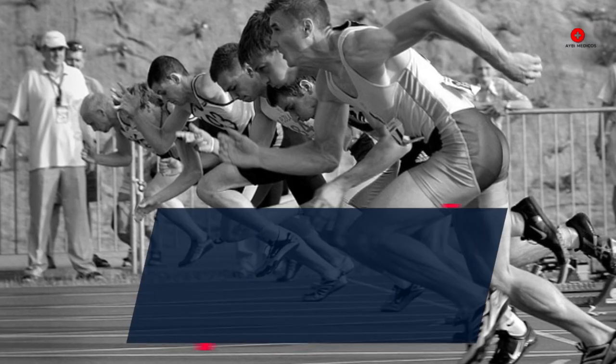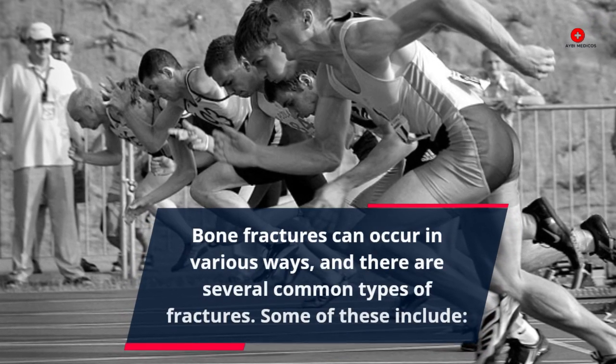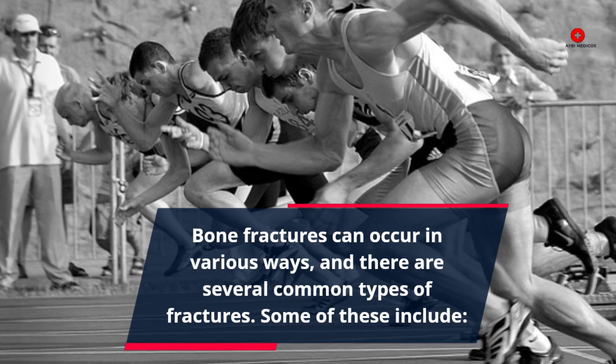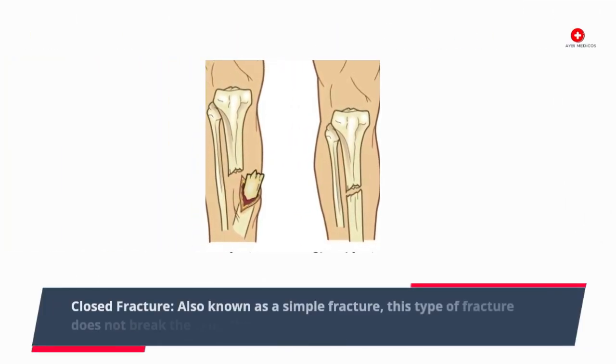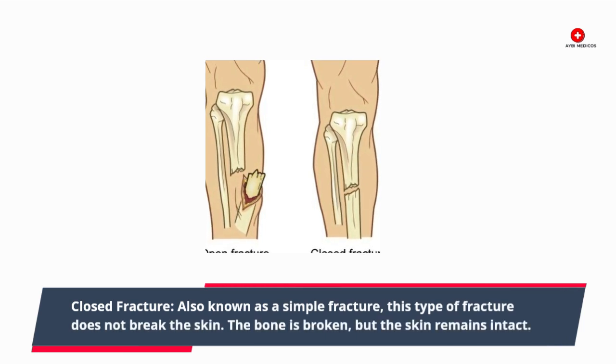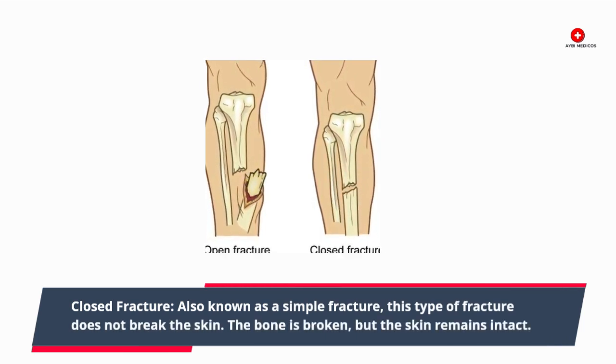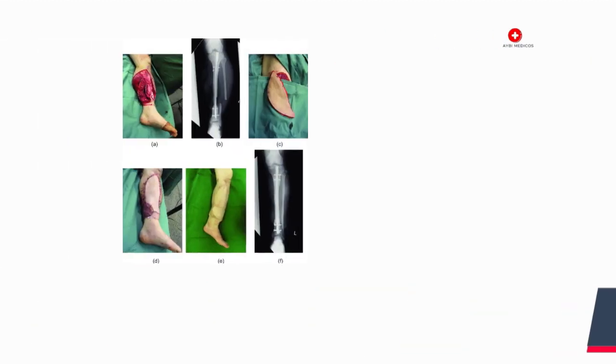Bone fractures can occur in various ways, and there are several common types of fractures. Some of these include closed fracture, also known as a simple fracture. This type of fracture does not break the skin. The bone is broken, but the skin remains intact.